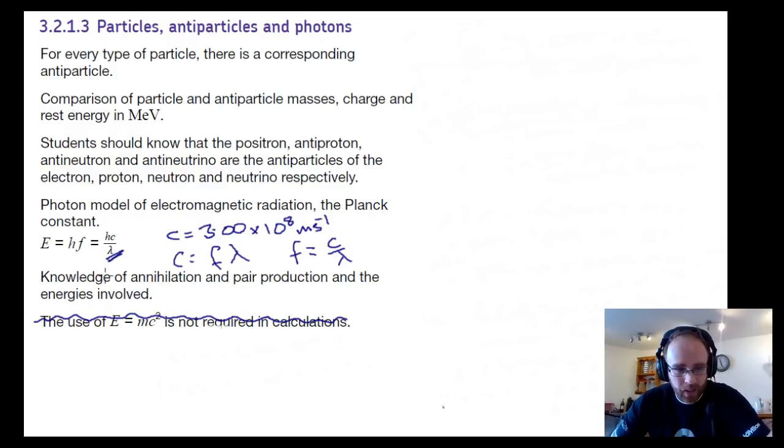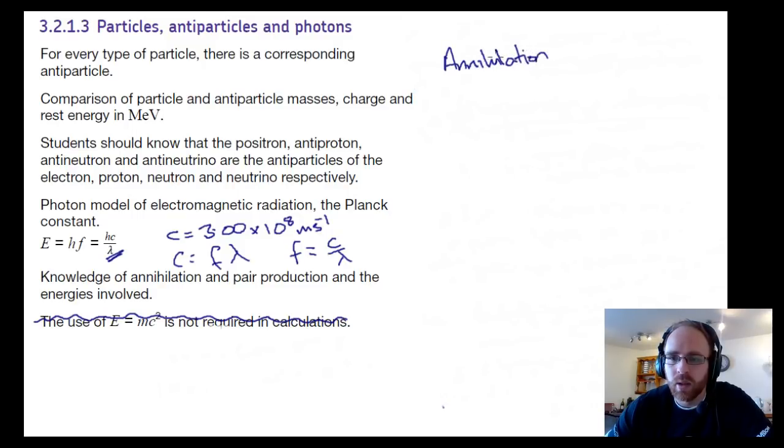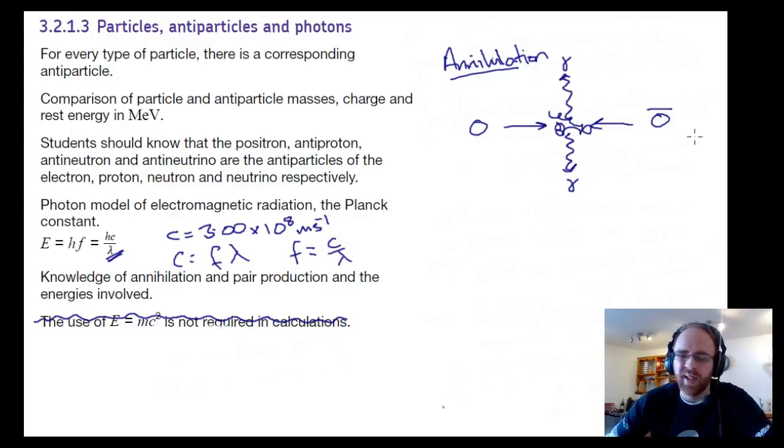You need to know about annihilation and pair production. It's kind of a cool word. Annihilation is when a particle and an antiparticle meet, and all of their energy is turned into 2 photons. It's like an explosion, except not an explosion, that's different. So they annihilate, all of their mass turns into energy.